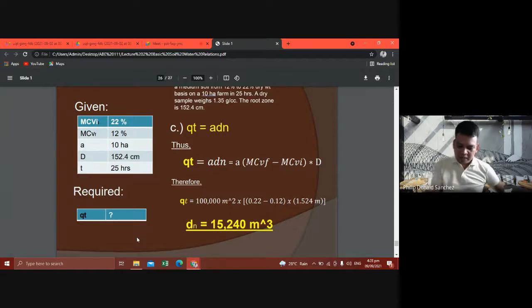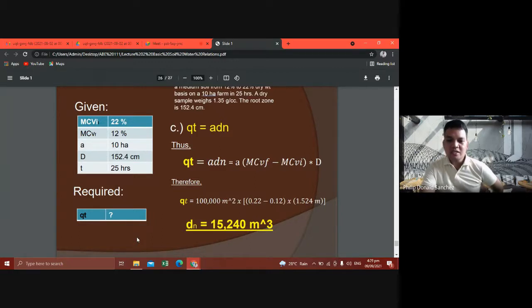But if you use this formula, QT equals 28 ADN, guys, make sure your area is in hectare, and your depth of root zone is in centimeter. Alright? Solving it this way is easier because it's automatic. QT equals 28 ADN divided by 100. This is just to show how to solve the problem. If the choices are in cubic meter, then you need to follow SI.